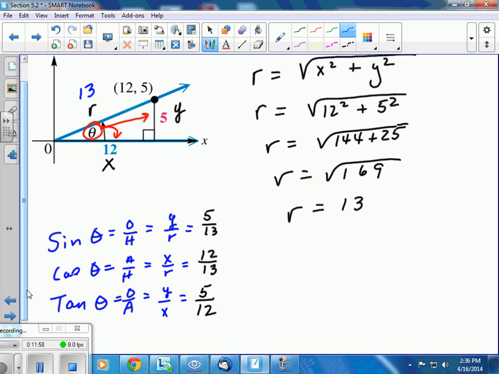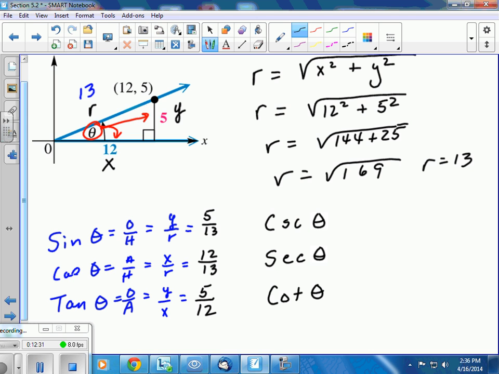So now let's go back and get the reciprocal functions. Let me move this so I have a little bit of room. So r is equal to 13. So now we're going to have our reciprocal functions. And again, our reciprocal functions: the sine has the cosecant of theta, the cosine has the secant of theta, and the tangent has the cotangent. So we're just going to take the reciprocal: 13 over 5, 13 over 12, and of course 12 over 5.